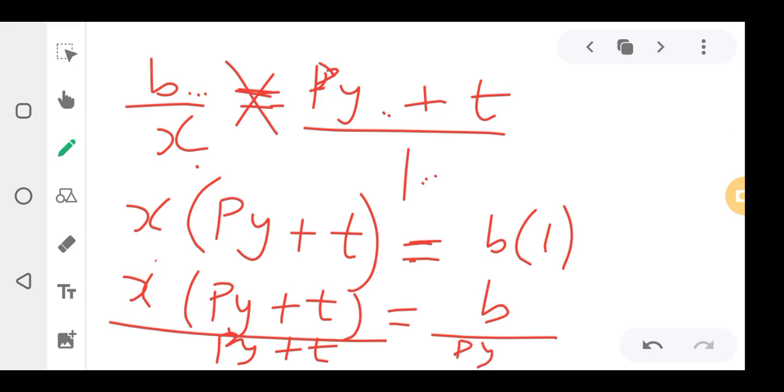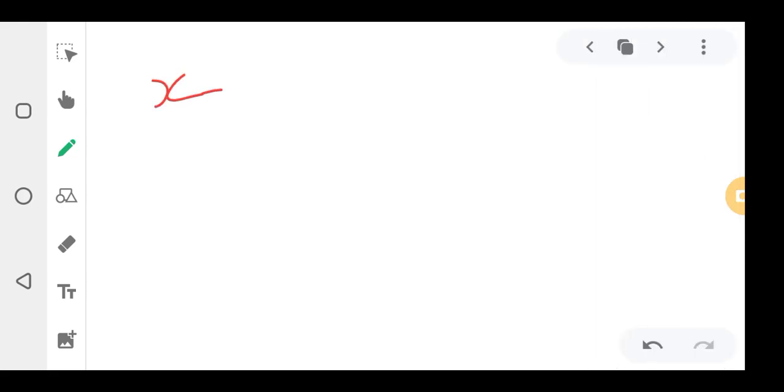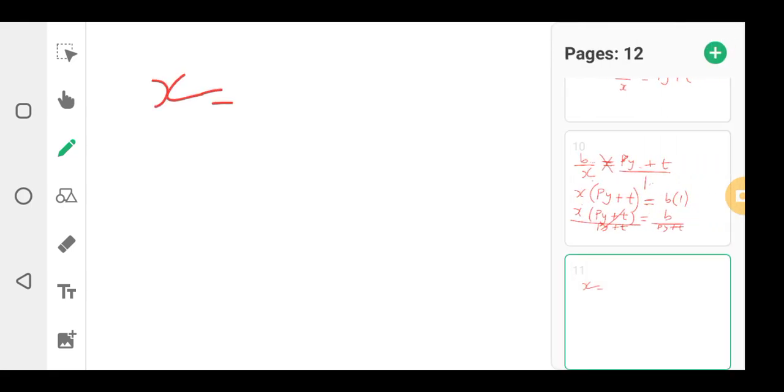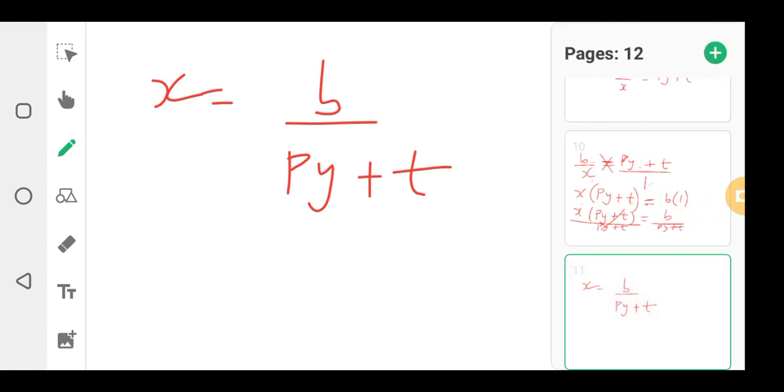So py plus t. So that cancels out. So x is equal to b over py plus t. X is equal to b over py plus t. That's the answer.